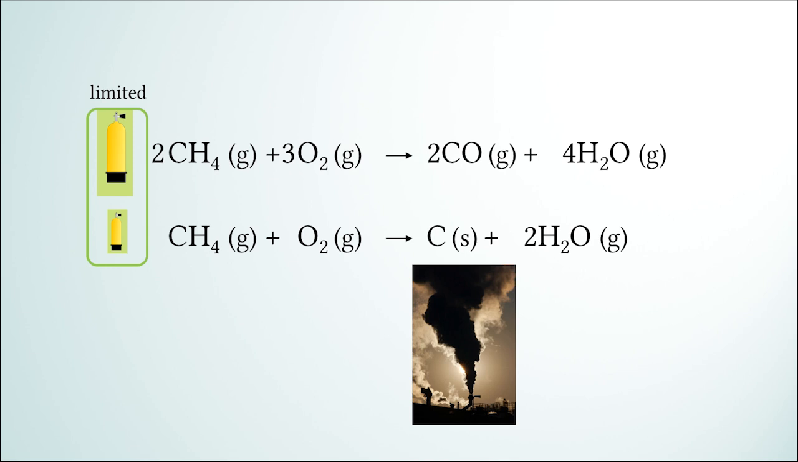Now, as opposed to a complete combustion reaction that produces carbon dioxide, an incomplete combustion reaction that produces carbon monoxide can be harmful to people. You see, carbon monoxide is a poisonous gas. So if you are burning a material where there is a limited amount of available oxygen, you run the risk of causing incomplete combustion and producing harmful carbon monoxide.